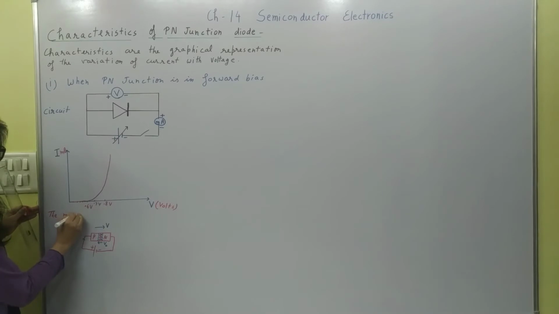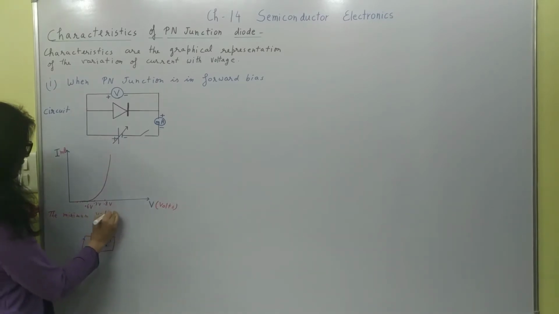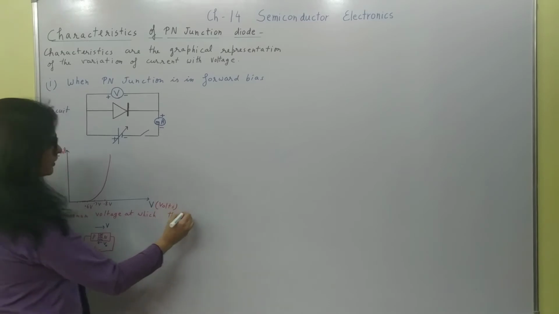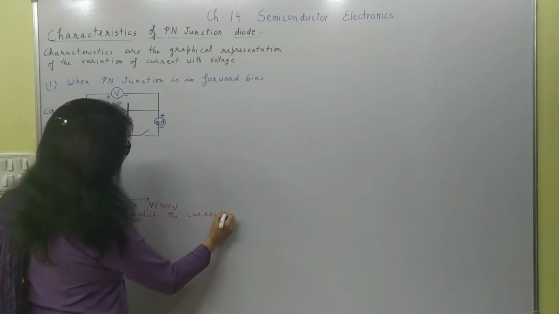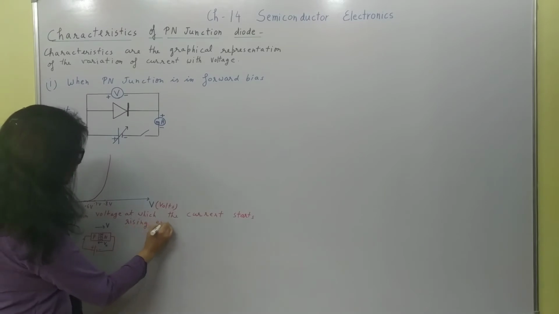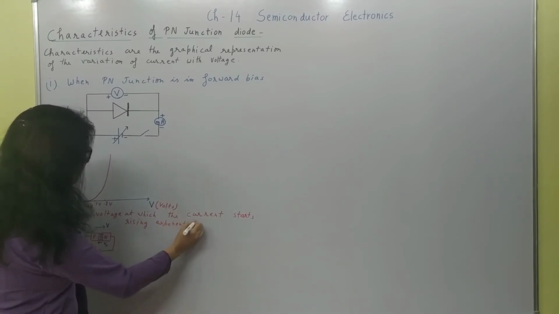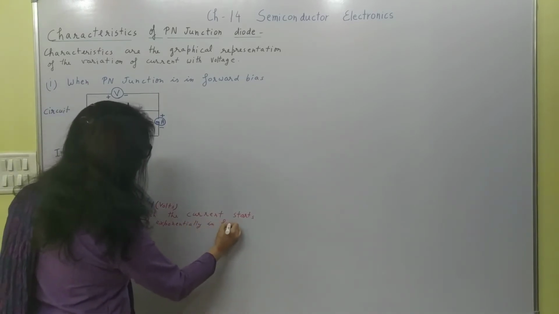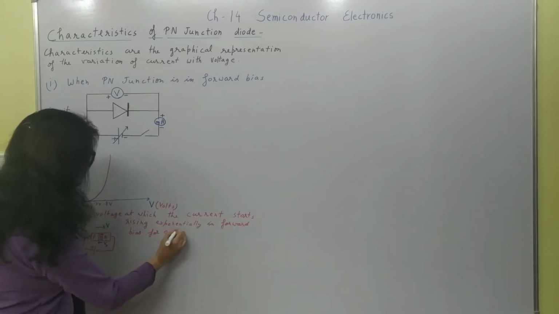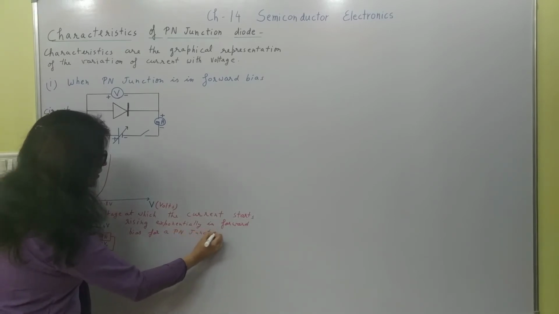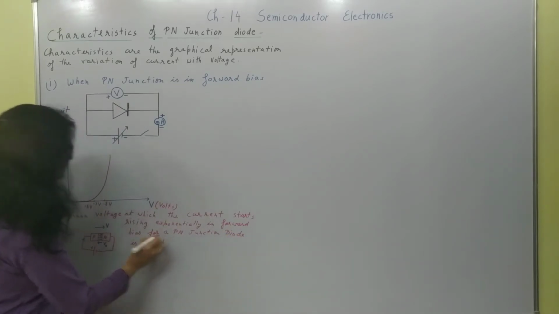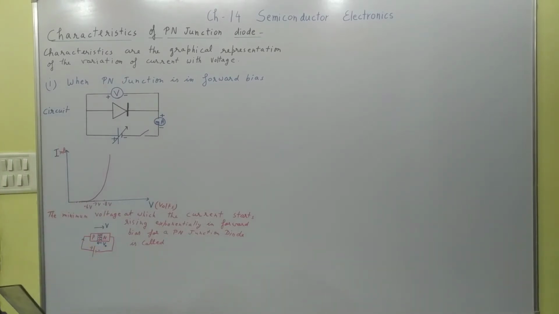The minimum voltage at which the current starts rising exponentially in forward bias for a PN junction diode is called threshold voltage or cut-in voltage.